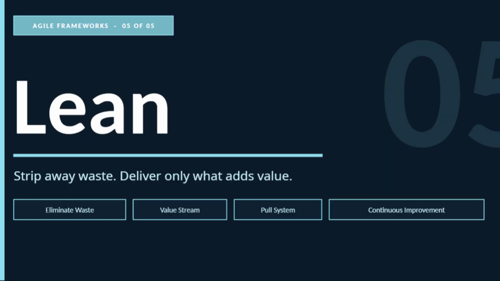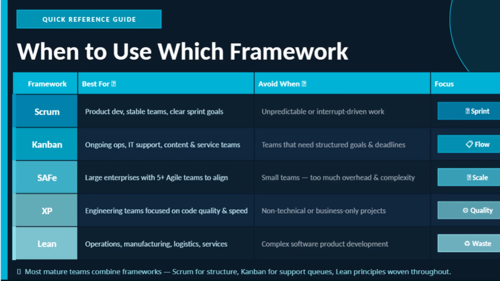Lean comes from Toyota's manufacturing system. The core idea: eliminate the waste. Every step in your process should add value. If it doesn't, cut it. It works beautifully in operations, logistics, and service industries. You can see on the screen a quick reference guide where you can see when and where each framework is used.